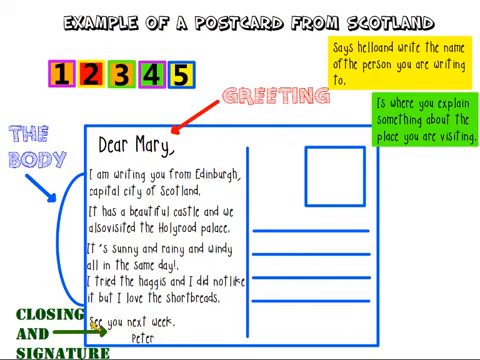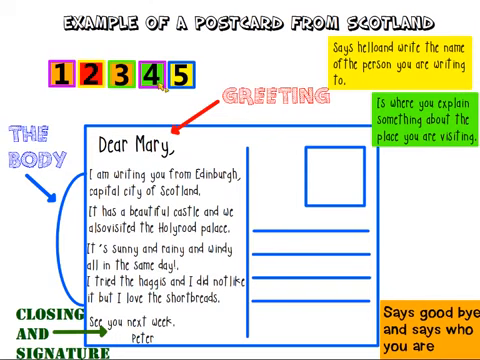Okay, I hope to see you next week, whatever. This is the closing, and then the signature. It says who is writing the letter. Okay, here is Peter who is writing the letter. Good. You say goodbye and say who is the writer. Okay, that is the closing and signature.